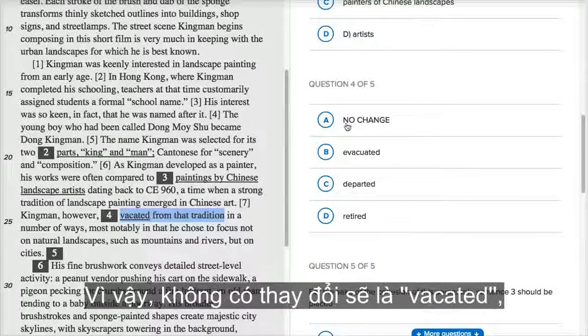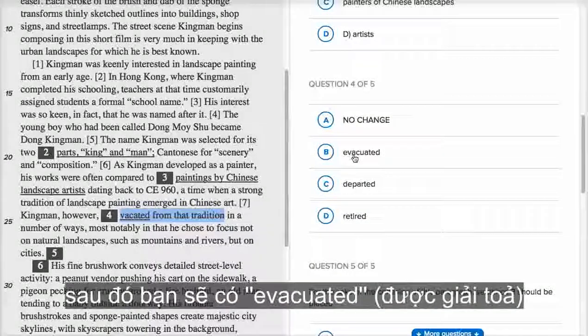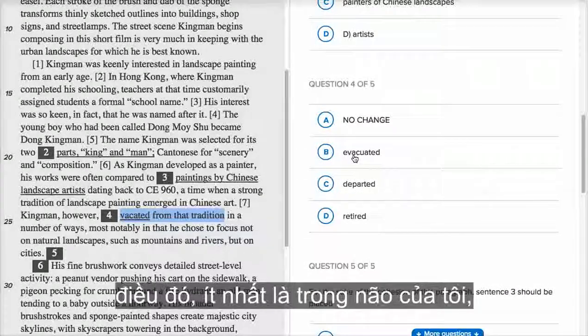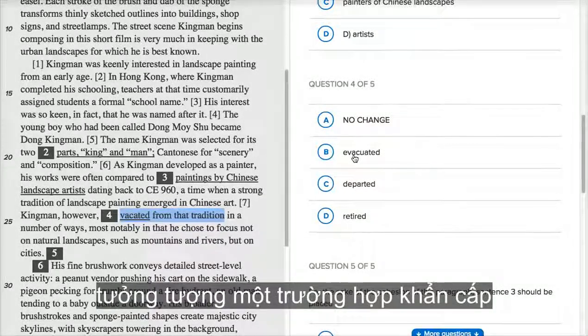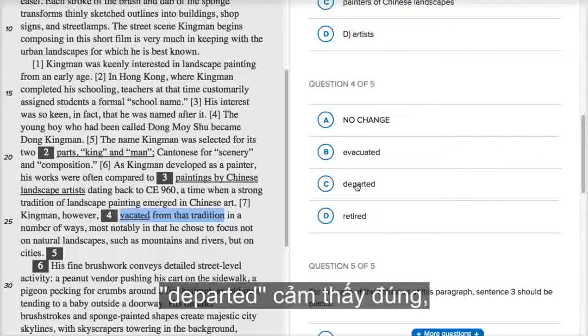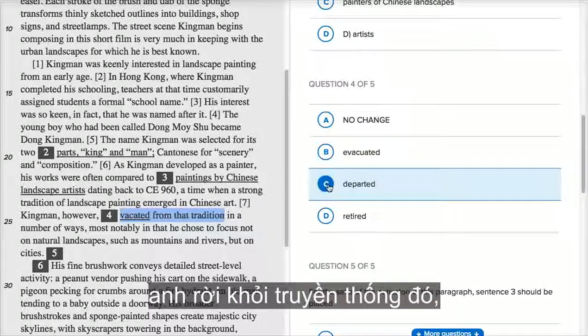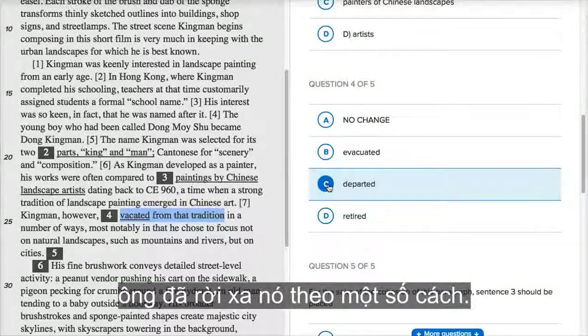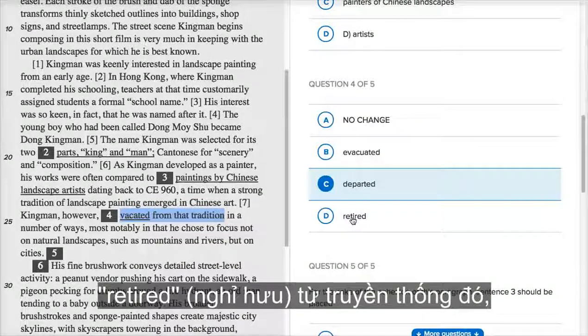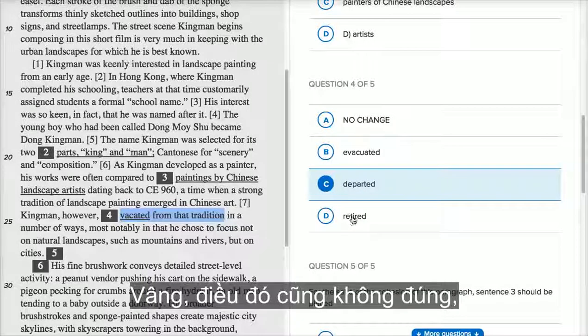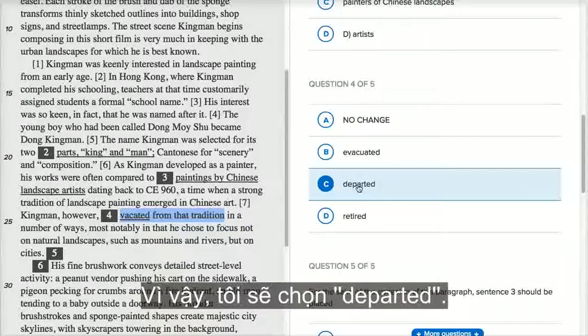So no change would be vacated. Then you have evacuated from that tradition. That kind of, at least in my brain, imagines that there's like an emergency where he has to leave the tradition. Departed feels right. He departed from that tradition. He moved away from it in a number of ways. Retired from that tradition, that also doesn't feel quite right. So I would go with departed.